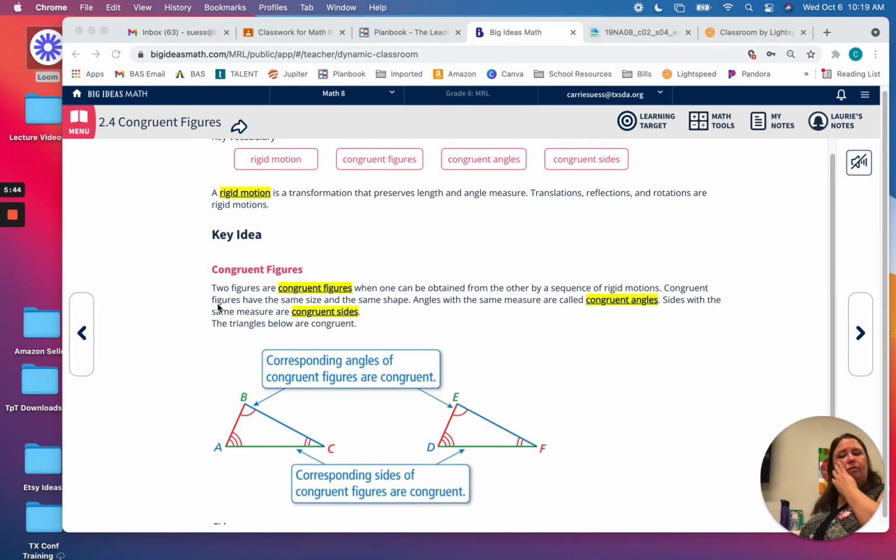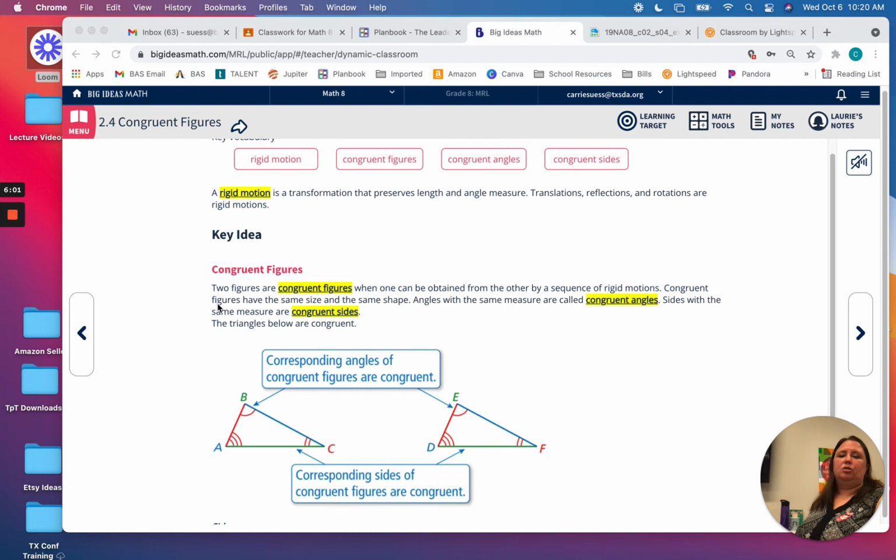Okay, so we're learning about congruent figures. Does anybody know what the word congruent means? Aaron? Oh, I know. Never mind. Josh? Yeah, the same. It's like saying they're equal to each other. It's just a fancy word to say they're the same.